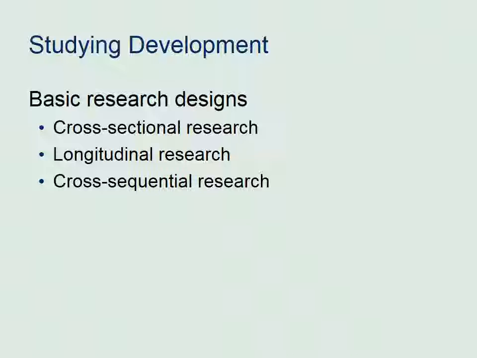Then we also have cross-sequential research. And this is when we study several different groups of people of different ages, so that'd be cross-sectional approach, and then we follow them over the years. So the cross-sequential research is a combination of the other two. We are looking at people of different ages, cross-sectional, and then we're also going with the longitudinal research because we're following these people over time.